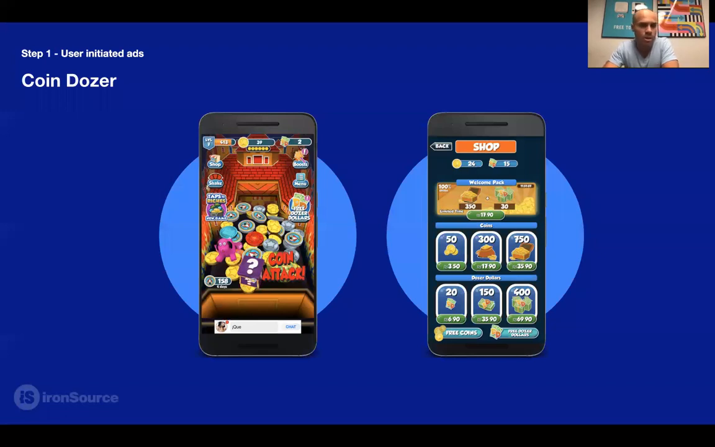I took CoinDozer as an example of a very good implementation of offer wall. It's in the main screen, very, very clear, connected to the hard currency in the game. It's also in the store, very easy to understand and to use, and therefore we see high engagement for this ad unit.